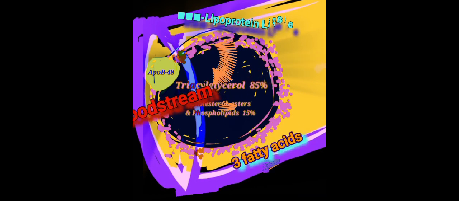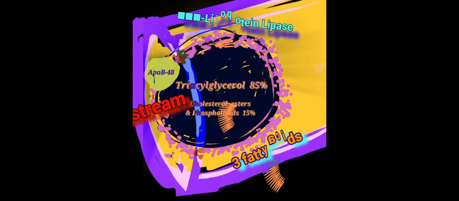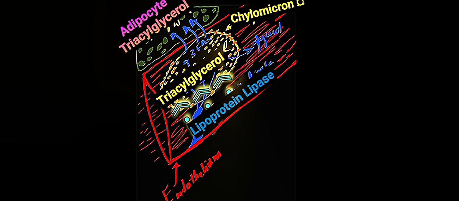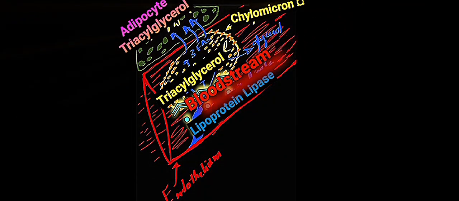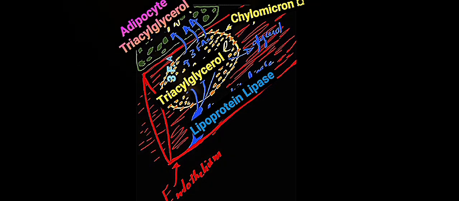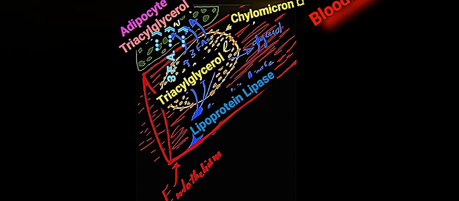During their passage in the bloodstream, chylomicrons are acted upon by lipoprotein lipase associated with the endothelial wall, releasing three fatty acids which are picked up by neighboring tissue. Fatty acids released from triacylglycerols within the chylomicron are taken up by the surrounding tissues for either use of those fatty acids in metabolism or storage of those fatty acids in the form of triacylglycerol.